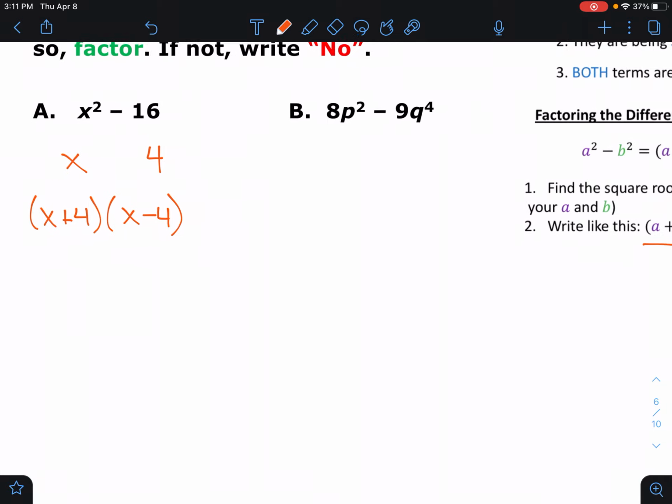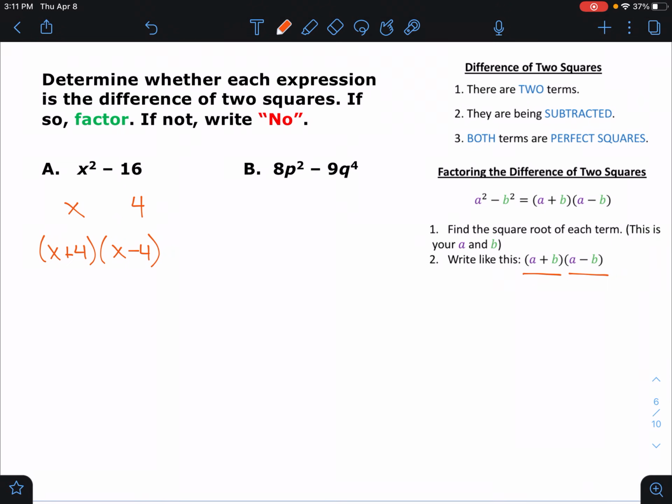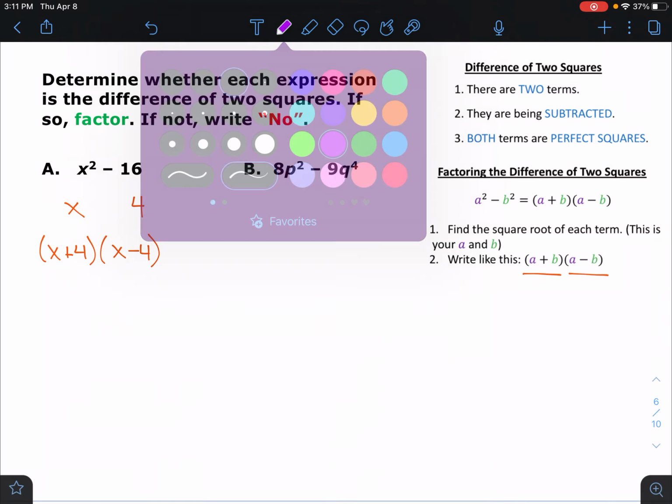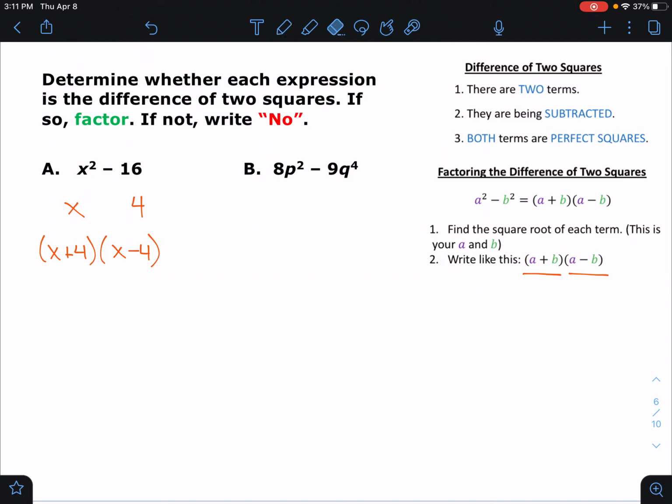This is the difference of two squares, factored form, and that's how we do it. Okay? And that's it. Now they can make this a little bit more complicated, but if you're savvy enough, you'll be fine. So first, always start with the checklist that you see right here. If you see any of the answers to that checklist are no, then you're done. You're going to write no.